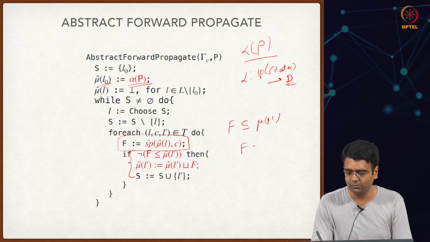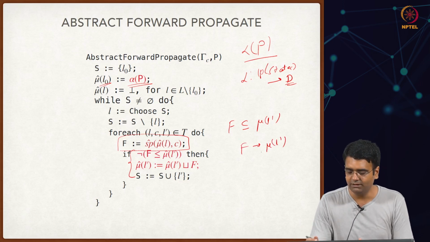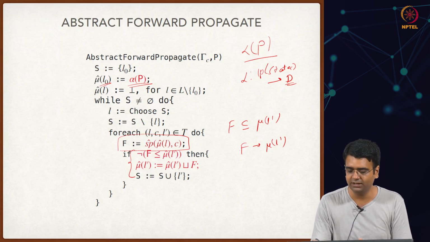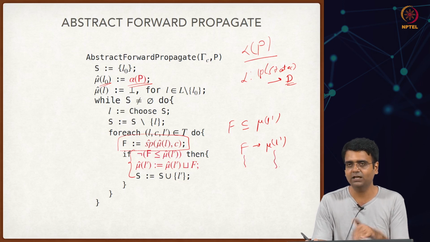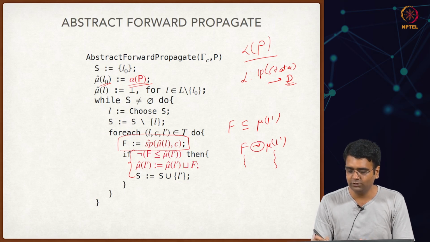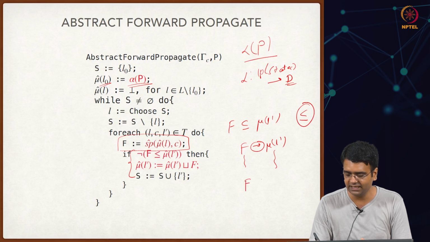Earlier I had used this formula, F implies mu of L prime, because I was expressing a set of program states using formulas, but now I am expressing them using elements of the abstract domain. So here F is going to be an element of the abstract domain, and mu of L prime is going to be another element of the abstract domain. So I cannot use implication. Instead I am going to define an ordering over elements of the abstract domain. Less than or equal to is an ordering over the elements of the abstract domain. So I'll ask, is F less than or equal to mu of L prime?